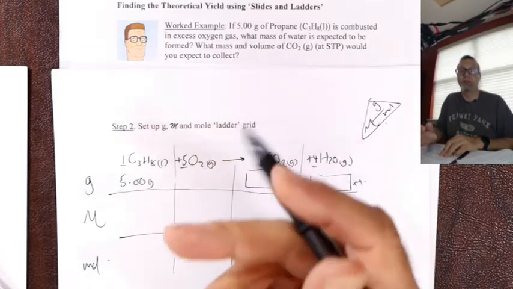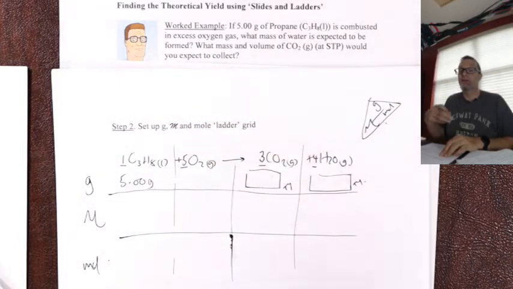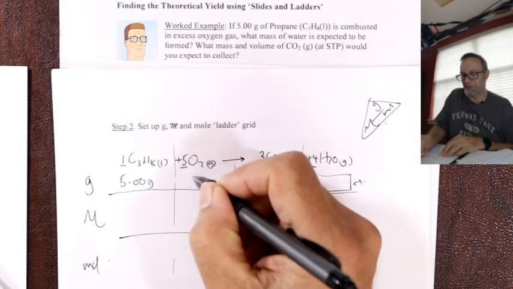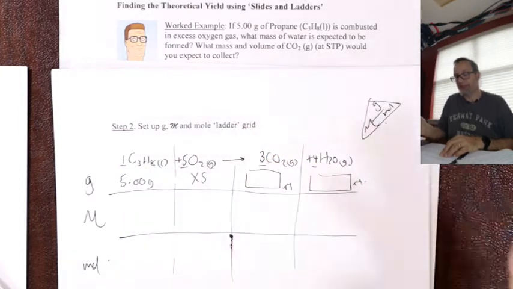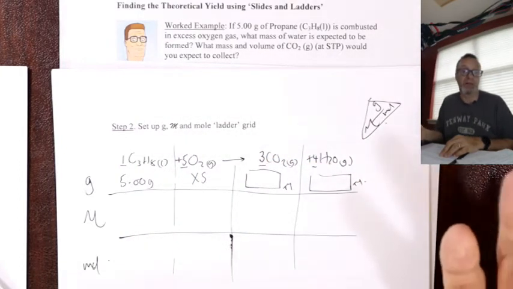Now here's a little trick. Whenever you burn something in the air, the oxygen in the air will never run out. Because it never runs out, it doesn't affect the math. We'll talk about this in more detail later. It's called excess and limiting reagents. But for now, just write excess, so it's not going to affect our math.